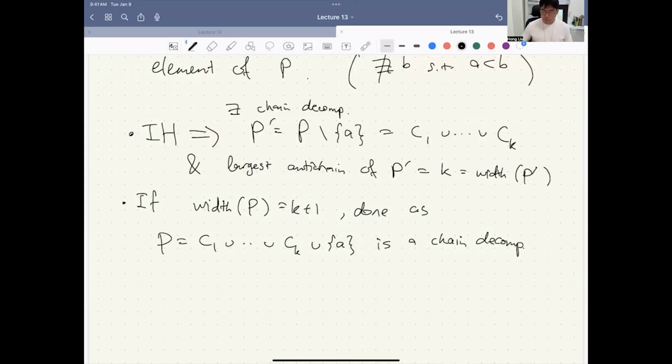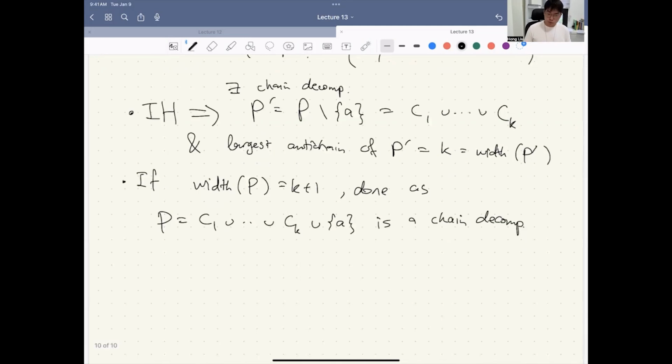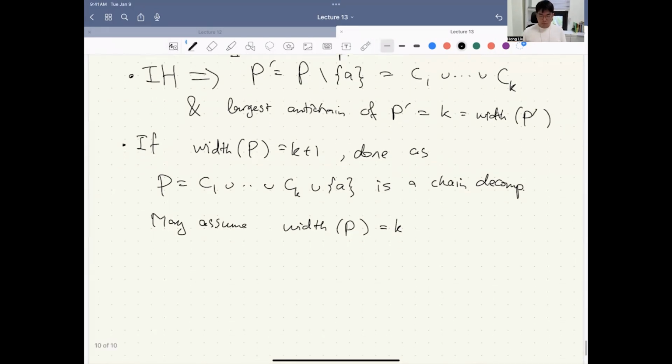So we may assume the width remains the same. The largest anti-chain in P is still of size K. So let's now study this chain decomposition C1 to CK.